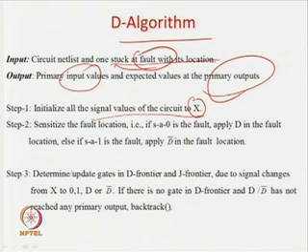So in the first step you assign all the signal values of the circuit to X. That means in the starting we do not know the signal values at each net of the circuit.